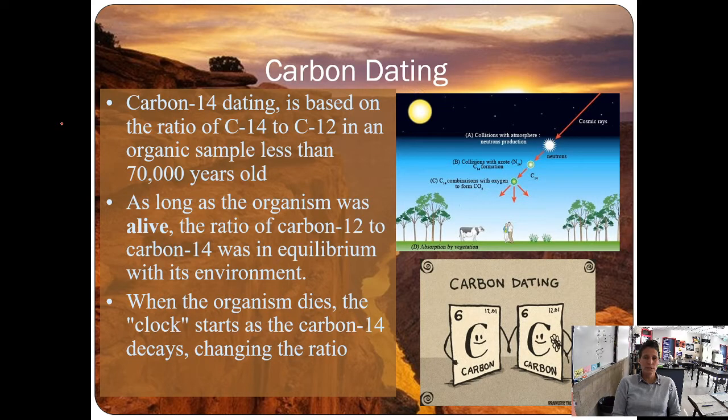If you look at the picture here, we have carbon in the atmosphere, and nitrogen is floating around too, and so carbon will pick up a couple more of the nitrogen and end up with C14 instead of C12, and we have that in us all the time. Carbon-12 and carbon-14, the amount we have in us is the same as what's in the environment. When an organism dies, the clock starts as the carbon-14 decays, changing the ratio.